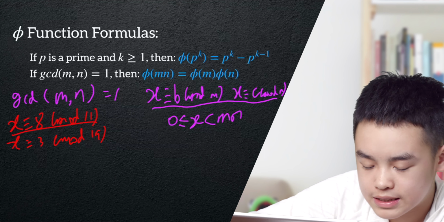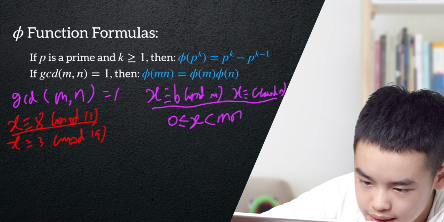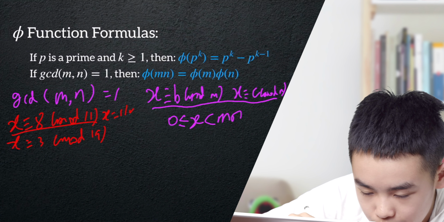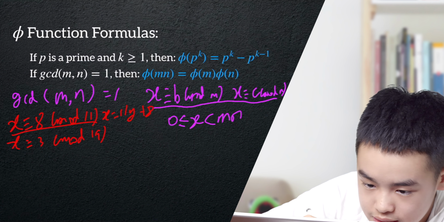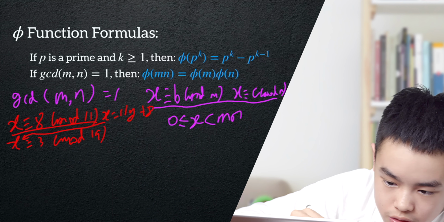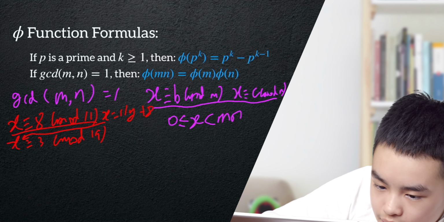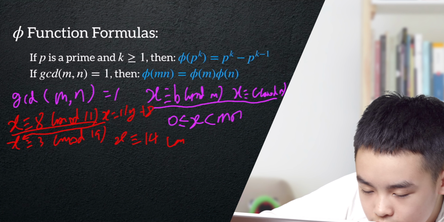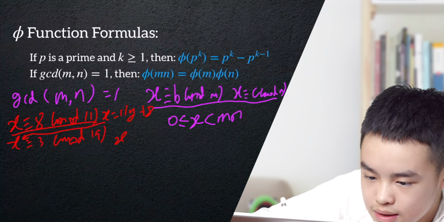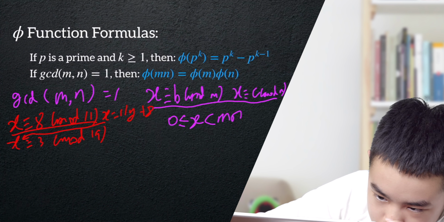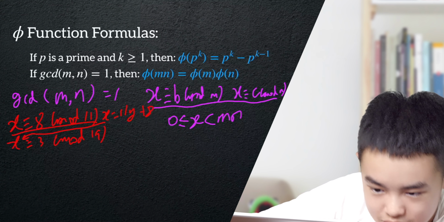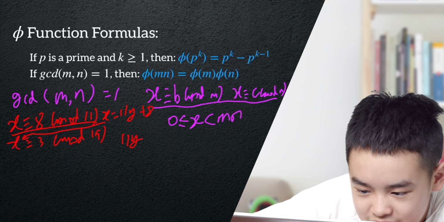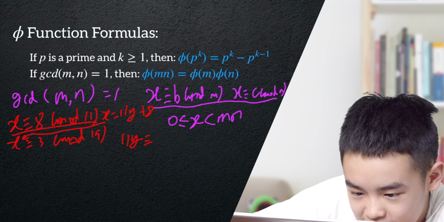And if this is true, then we can derive an equation where x equals 11y plus 8. And if we substitute it over here, we have x is congruent to 14 modulo 19. Oh no, actually not x. Wait, actually, not x. My brain is not functioning extremely well today, is it?